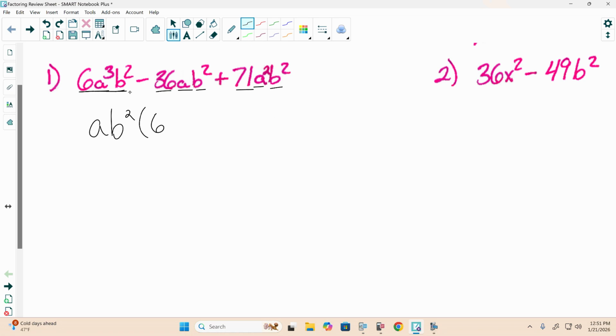If I factor an a out of a cubed, we're left with a squared. And the b squared will factor out completely. Minus. We're still going to have the 36. I can factor an a out of a. I can factor a b squared out of b squared, leaving us with 36. Plus, we still have the 71. But if I factor an a out of a squared, we're left with a. If I factor the b squared out of b squared, it factors out completely, giving us this here. So ab squared.